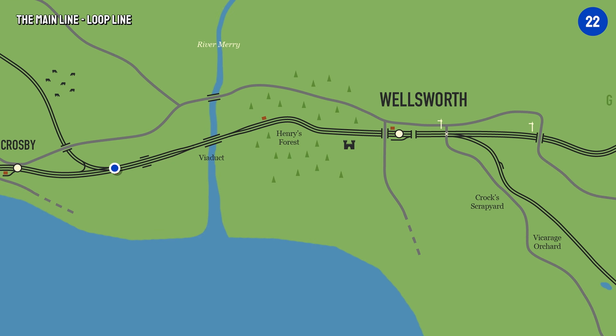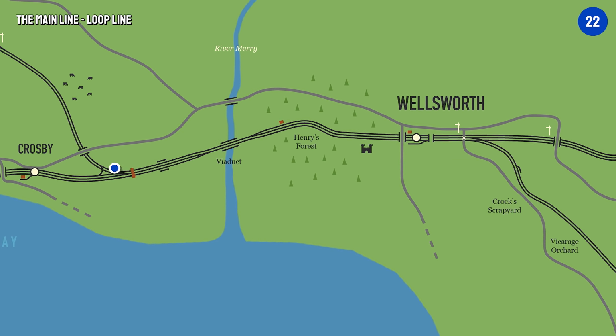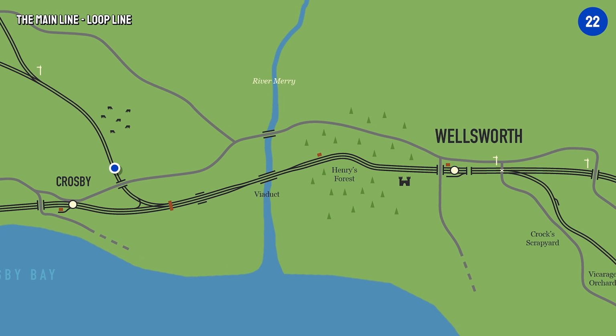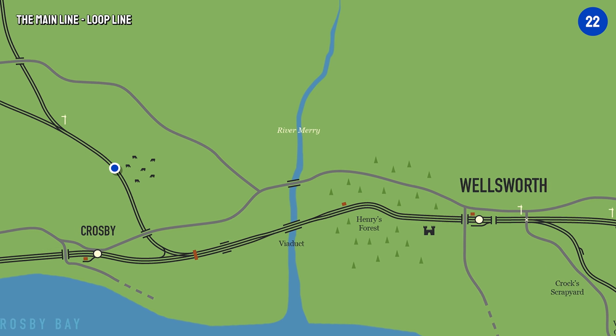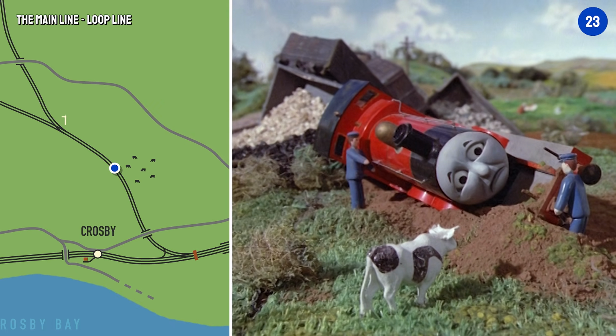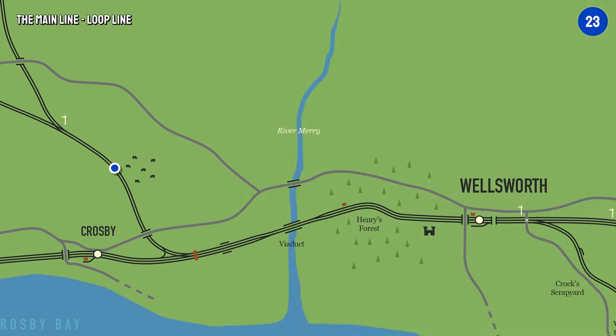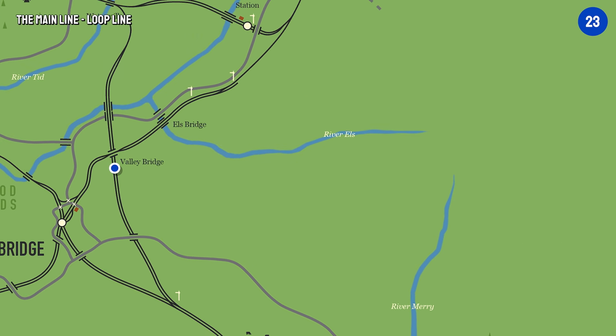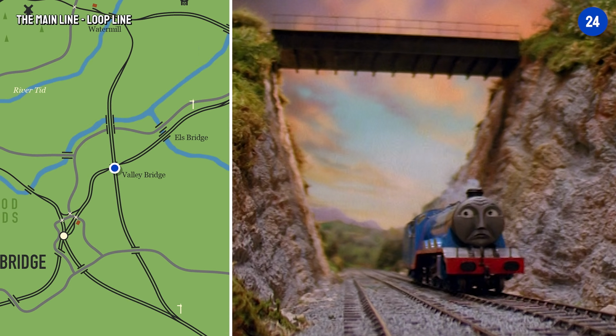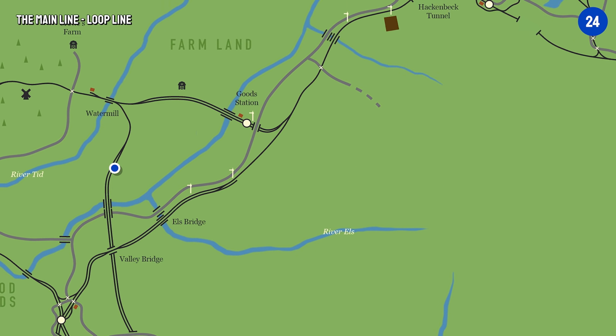Let's travel along the loop line. The loop line, at least this portion of it, is 2 tracks. There is a large bend, and it was here at this field that James had his famous crash. There is another junction that heads north. It goes under this large valley bridge and connects up with the branch line to Tidmouth Harbor.